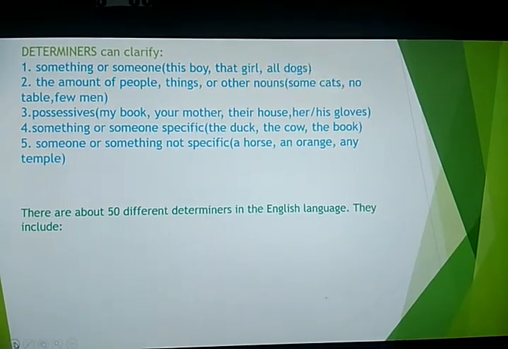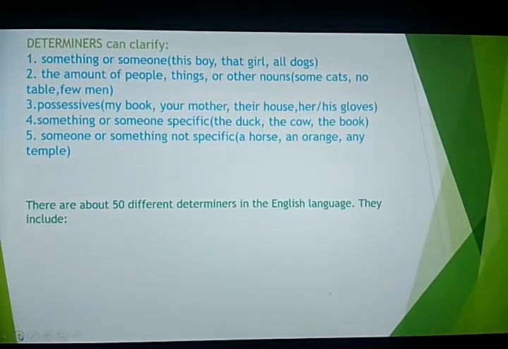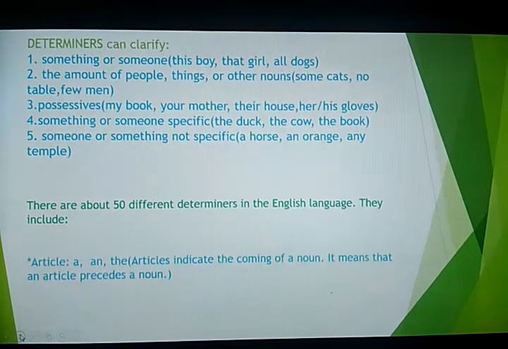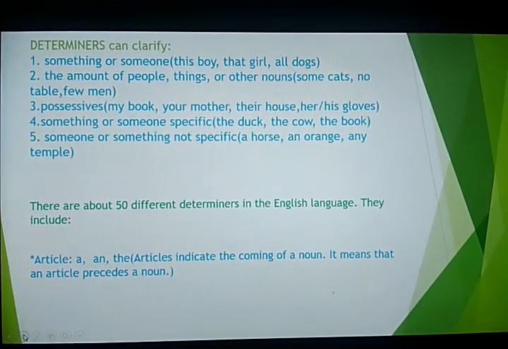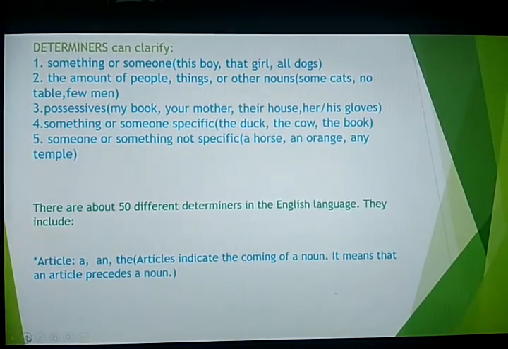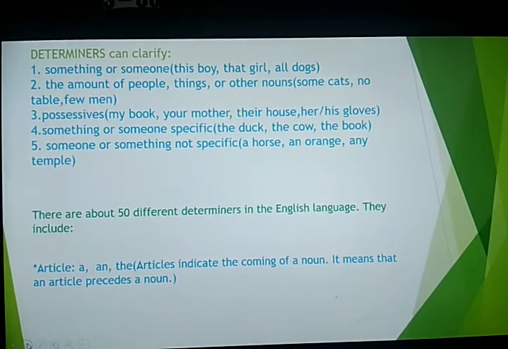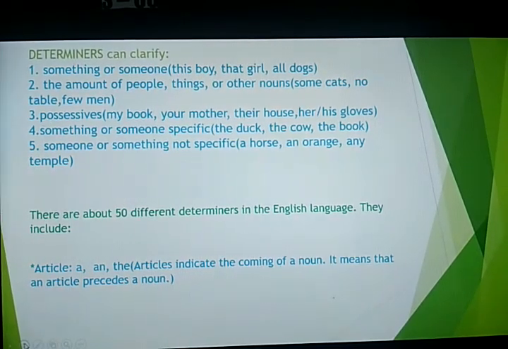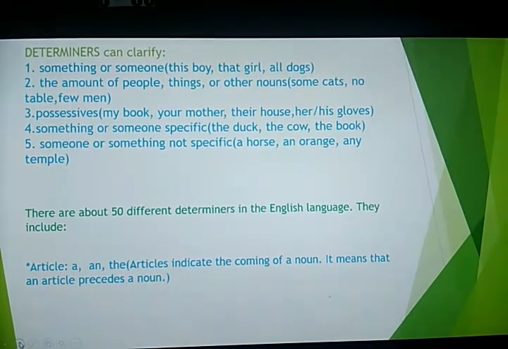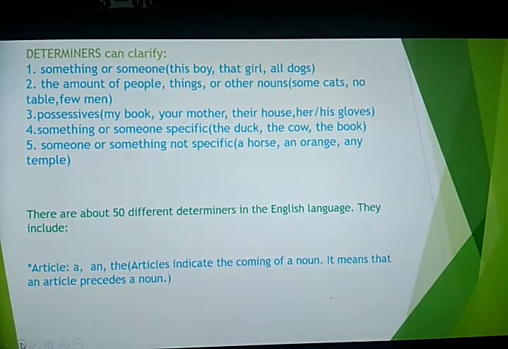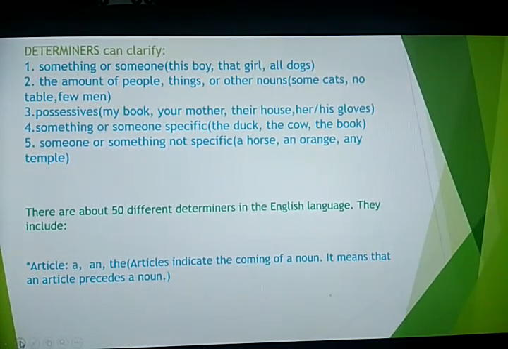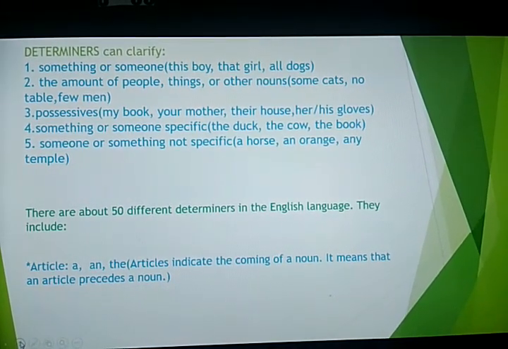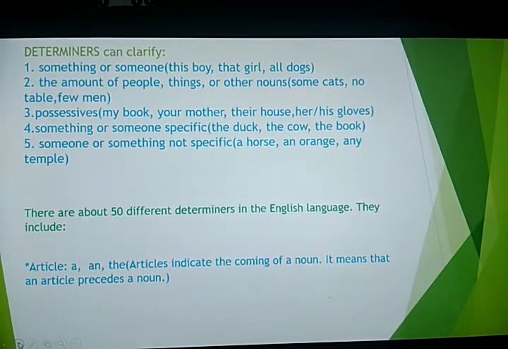There are about 50 different determiners in the English language. They include articles a, an, and the. Articles indicate the coming of a noun. It means that an article precedes a noun. Here, an orange. Orange is a noun, right? So an is an article. So the article is indicating the coming of a noun. First comes the article, then followed by the noun. The book. Book is a noun, right?